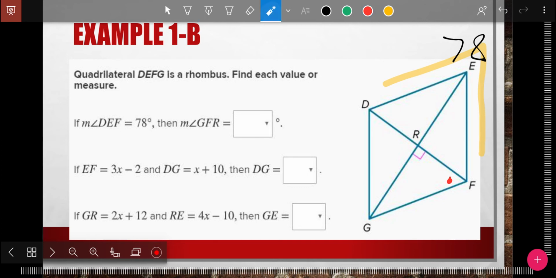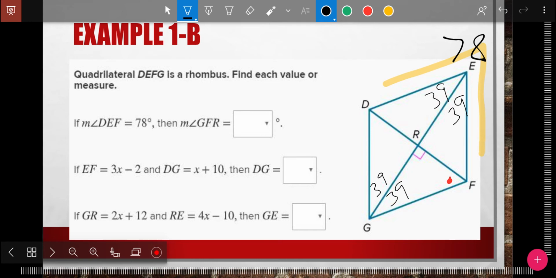Well, use my rhombus rules. The diagonal gets split into two equal angles. So if the whole thing's 78, then individually these are both 39. Also, a rhombus is a parallelogram. Opposite angles are congruent. And so down here, these are both 39.